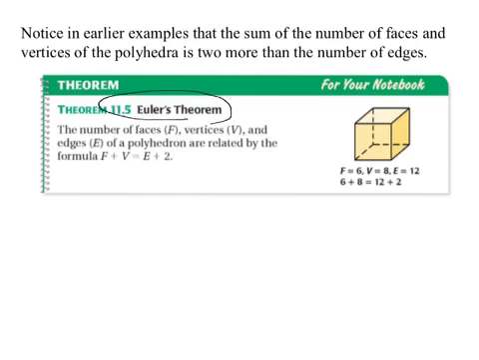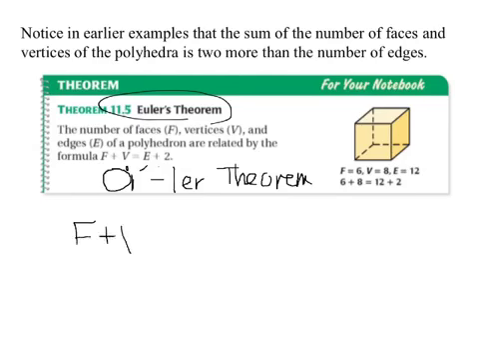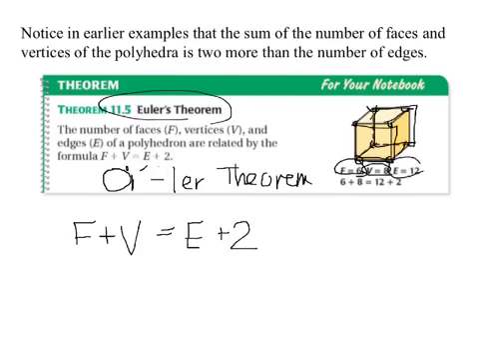This right here is, I've always pronounced it Euler's theorem, but I looked it up, and it actually is pronounced Euler's theorem. So I'm going to do my best to pronounce it correctly. The number of faces plus the number of vertices equals the number of edges plus 2. If you look at this, I have 6 faces, 8 vertices, and 12 edges.